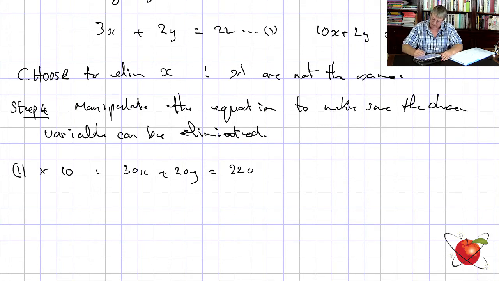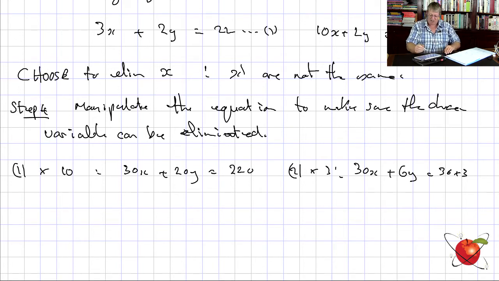And multiply equation 2 by 3. So I get 30x plus 6y, by 3, is equal to 36 times 3. Okay, 36 times 3. All right. Now can you see what I've got over here? All right. We have got, that's a 30 and that's a 30. All right. Let's just multiply those out.